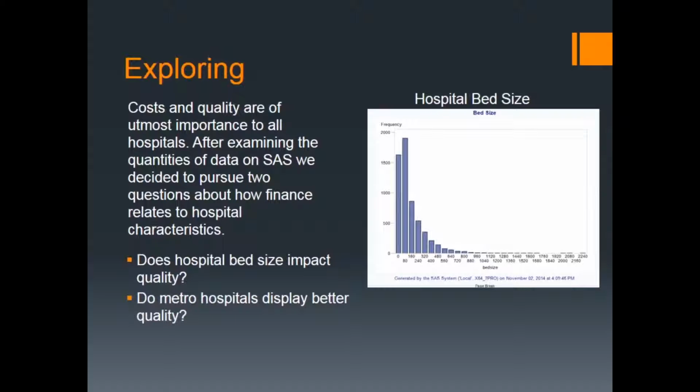characteristics. Question 1 was, does hospital bed size impact quality? And do metro hospitals display better quality? After examining the quantities of data on SAS, we decided to choose a variety of quality and financial factors.